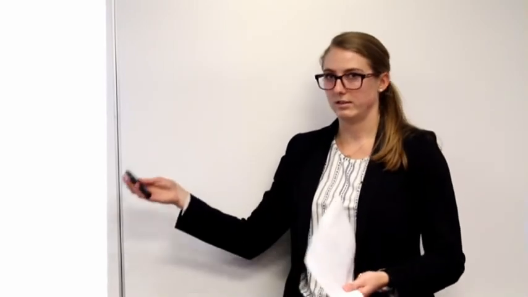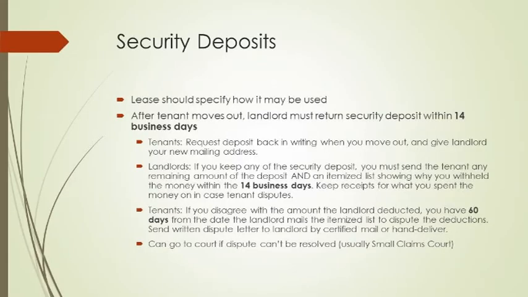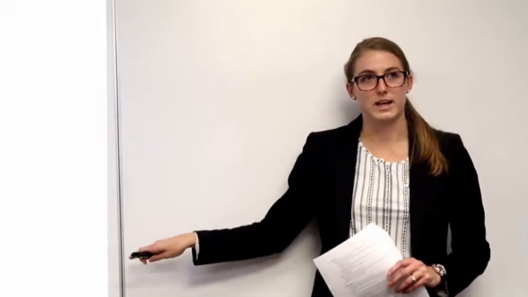So tenants, 14 business days, somewhere in that time frame, you get your itemized list from the landlord. So if they don't send you back all your money, you get an itemized list saying what they spent it on. If you disagree with what they spent it on, or you think they were repairing things that weren't broken, or spending money on things they shouldn't have been, or you think that the cost is way too high, anything like that, you have 60 days to dispute those costs.